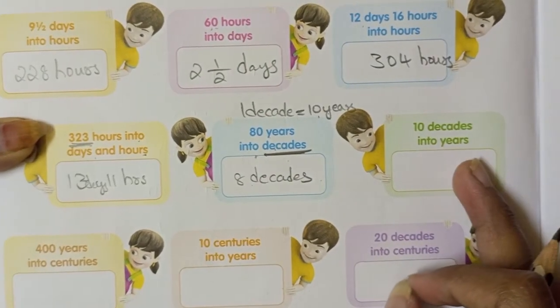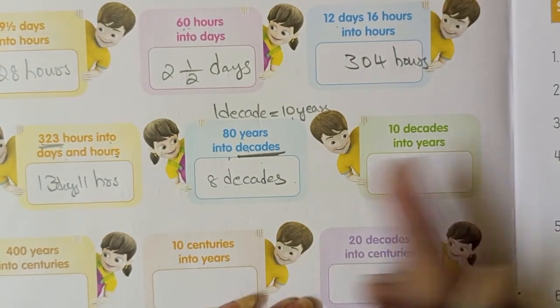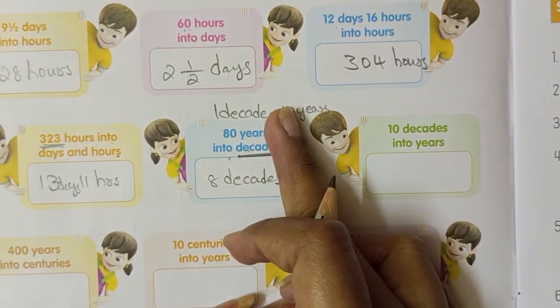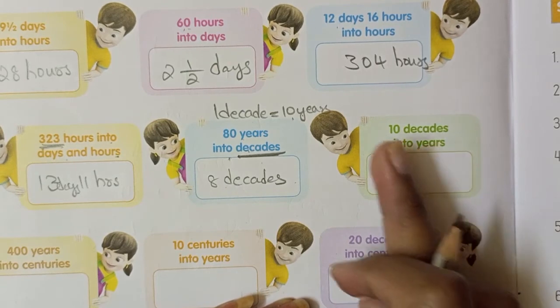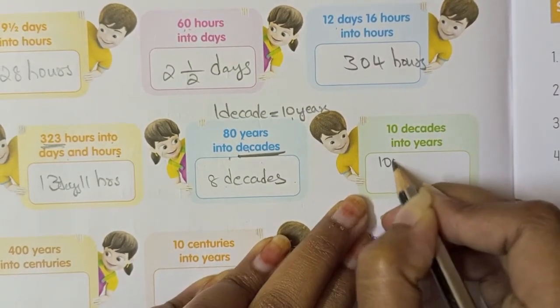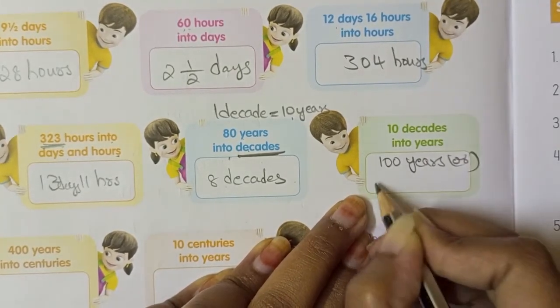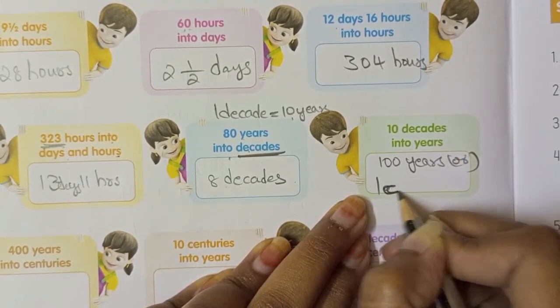Now the next one. 10 decades into years. One decade means how many years? 10 years. So 10 decades means 10 into 10. 10 times 10 is 100. 100 years, or 1 century.